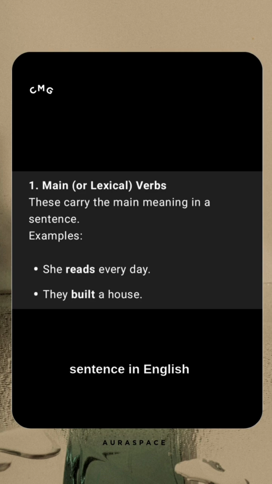Every complete sentence in English has at least one main verb. What are these verbs? These carry the main meaning in a sentence. Examples: She reads every day. They built a house. These main verbs are reads and built.